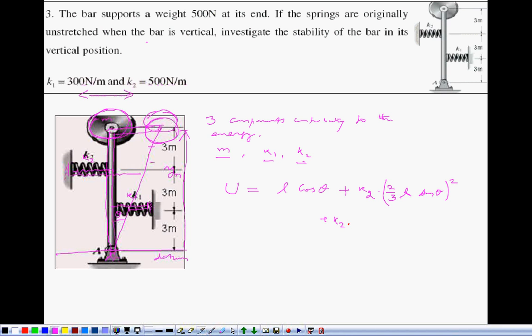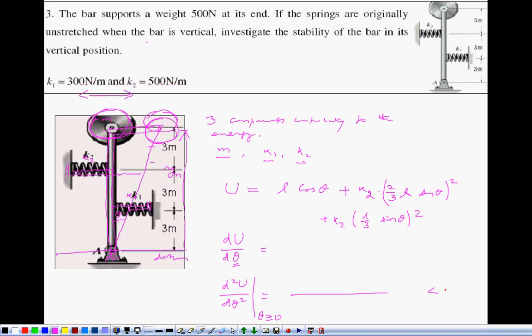Similarly, K1 is L by 3 sine theta square. So we have found out the energy. Now we have to take dU by d theta, because theta is the one that refers to the position, and we have to differentiate this. Then we'll also find out d square U by d theta square and get an expression for that. And we will find out this particular value at theta equal to 0.